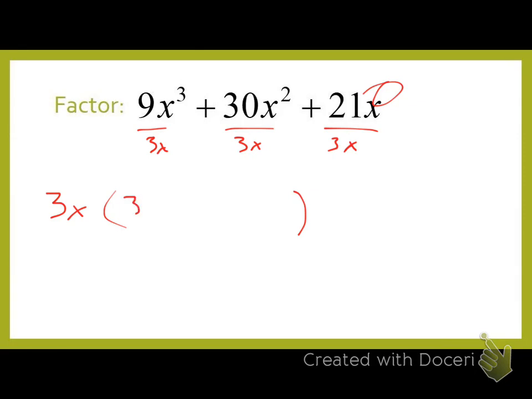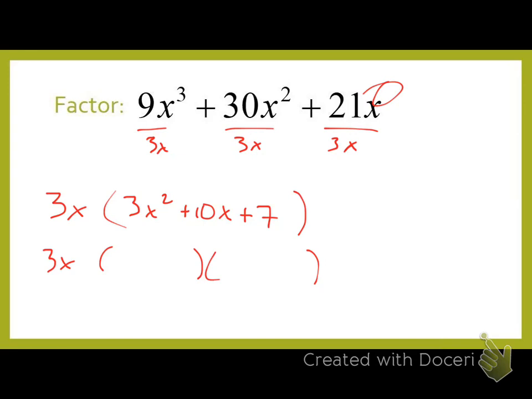So 9 divided by 3 is 3, x cubed divided by x is x squared, 30 divided by 3 is 10, x squared divided by x is x, and then 21 divided by 3 is 7, x divided by x is 1, and so 7 times 1 is 7, we don't bring it down. Okay? So that's how we come up with the other polynomial. Okay? Now, we would want to try to factor this trinomial down. And if we can factor this trinomial down, it will factor into a smaller polynomial, which is going to end up being 2 binomials, if you remember this from Algebra 1.